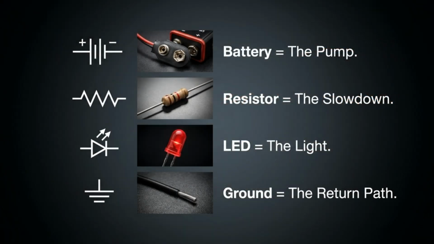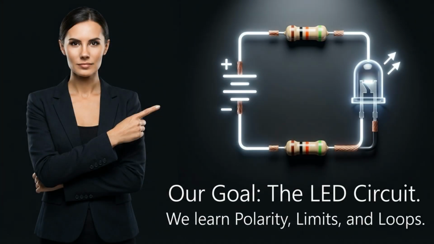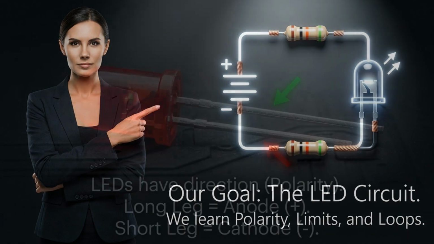Basic components include the battery as the pump, the resistor for slowdown, the LED as the light, and ground as the return path. Understanding these analogies is key. Our goal is to build a simple LED circuit. In doing so, we will learn about polarity, current limits, and creating a closed loop.